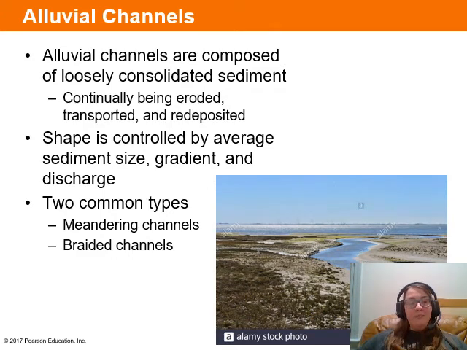And we see a lot of these meandering channels here in Florida. But the other type, a braided channel, is less common here. It's a lot more common in an arid environment like a desert or along the bottoms of our glaciers.